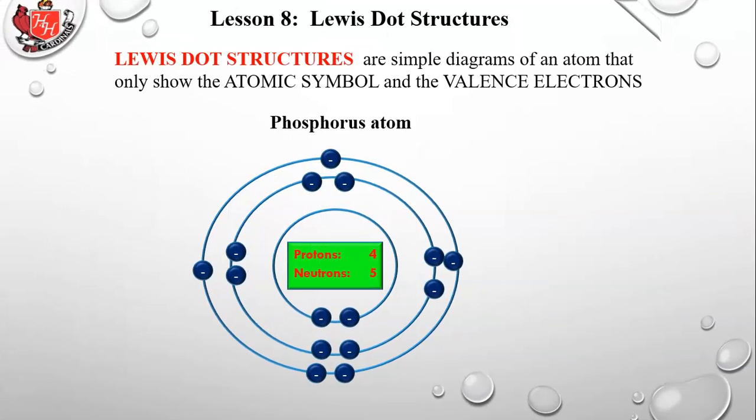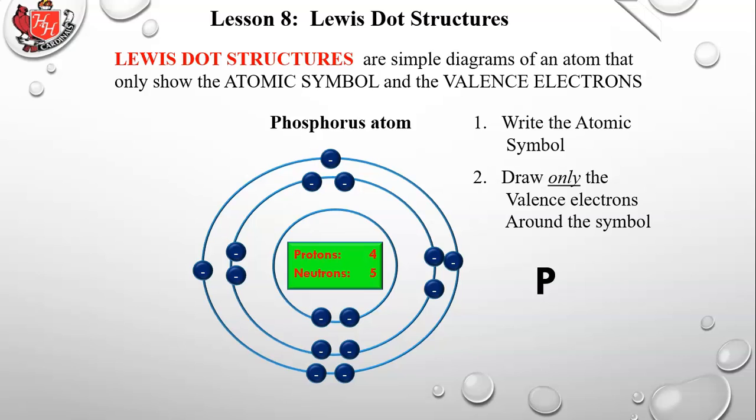Lewis dot structures are simple diagrams of an atom that only show the atomic symbol and the valence electrons. So let's do phosphorus. See if you can do this one on your own. At least do it in your head. Okay, so we have a P for phosphorus, and then we're going to place only those outside electrons. Okay, and there it is. So phosphorus can bond in 3 different locations because it has 3 different unpaired electrons.